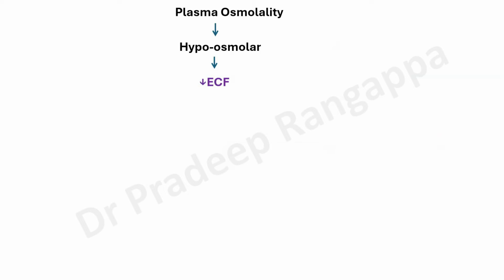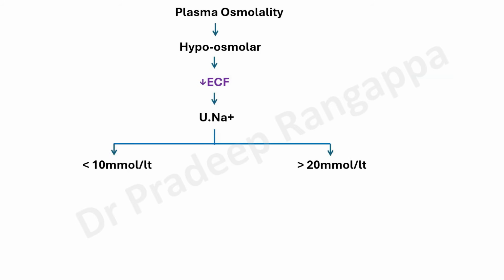And if plasma osmolality is low and extracellular fluid is reduced, then you have to do urine sodium. If urine sodium is less than 10 millimoles, then you know there is a lot of sodium loss due to vomiting and diuretics.